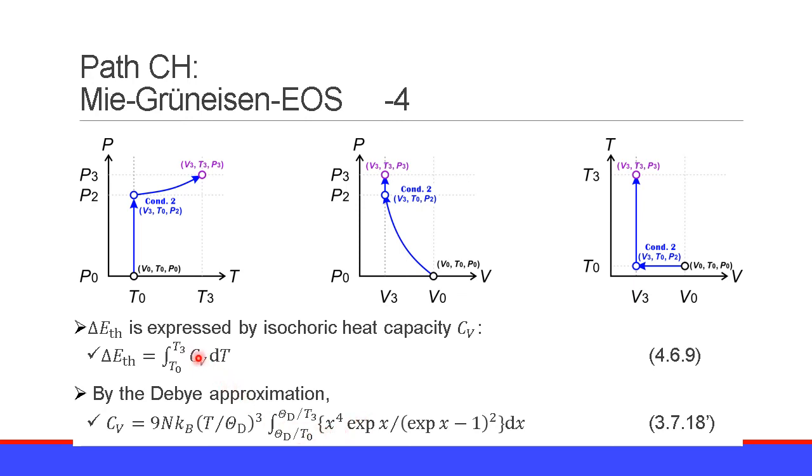And this CV is usually approximated by a Debye model, and therefore CV is equal to 9 times N k_B, the Boltzmann constant, times the third power of T over theta_D, the Debye temperature, times the integration of the fourth power of x times the exponential function of x over the square of the exponential function of x minus 1, with respect to x from 0 to theta_D over T. Equation 3.7.18, we have already learned it.